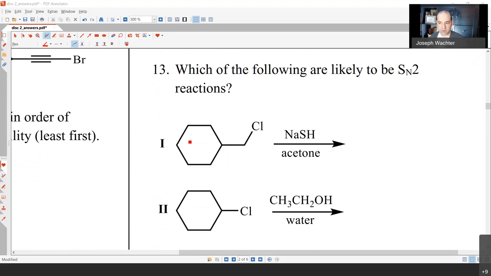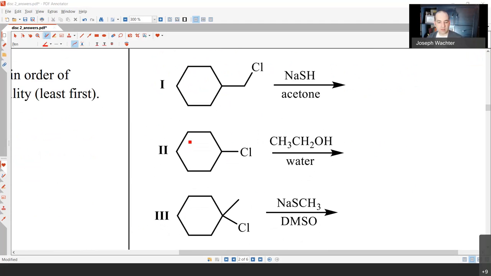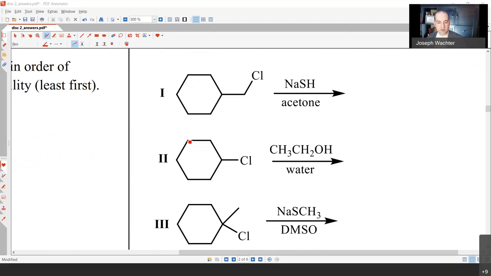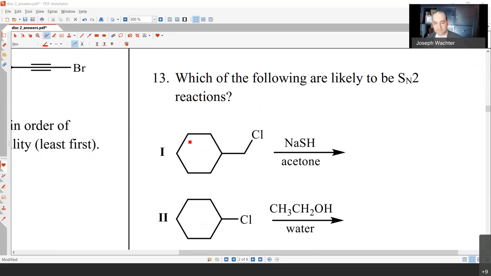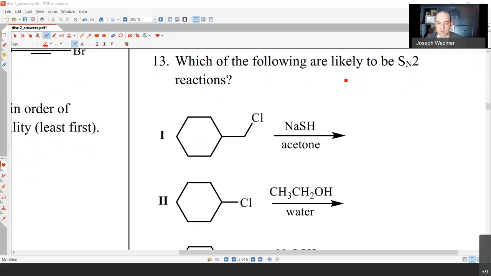All right, and then looking at number 13. Which of the following are likely to be SN2 reactions? We've got four reactions here, all involving different alkyl halides. So let's think about the factors that are most likely to lead to SN2 reactions. We did this in the notes. We're going to look for less hindered substrates. That favors SN2. Strong nucleophiles favor SN2. And then also aprotic solvents. So let's see where we have that.